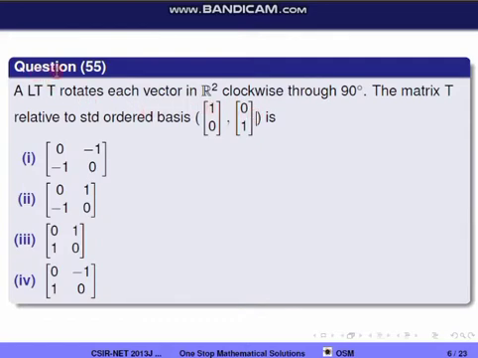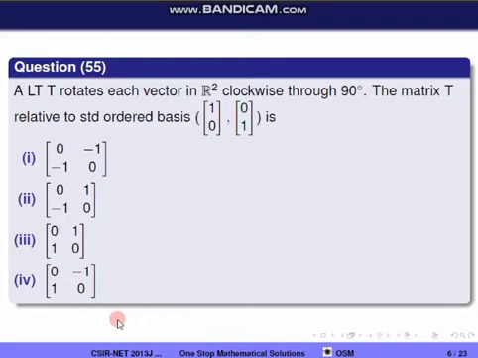Next question, question 55. A linear transformation T rotates each vector in R square clockwise through 90 degrees. The matrix of T related to the standard ordered basis (1, 0), (0, 1) is. So we have been given a linear transformation defined by this. Then we have to find its matrix representation with respect to this standard basis.